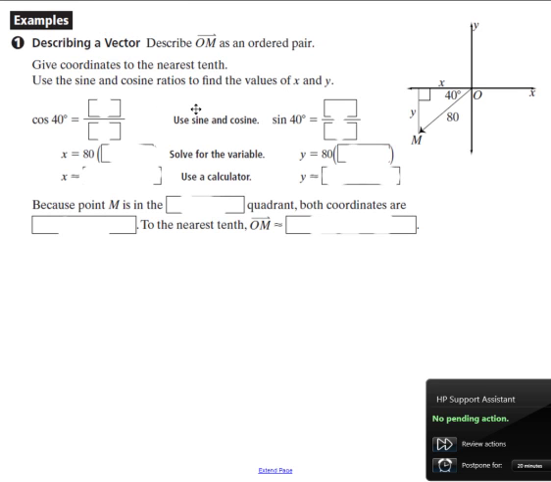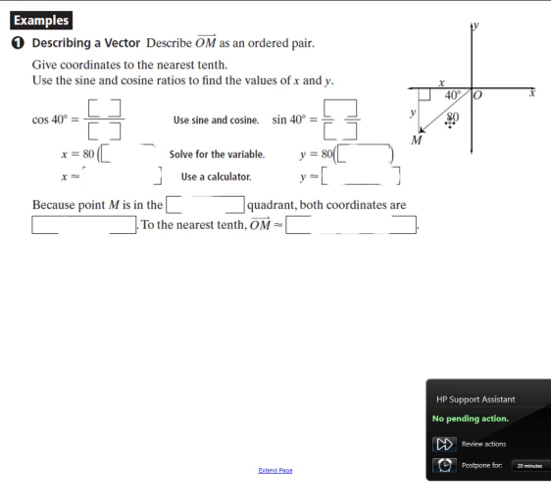All right, moving on to our first example. This one, they're just going to have us describe it. It says describe OM as an ordered pair. So now we're getting a little trickier because we have an angle and a length. So this is another way to describe a vector, by giving its angle and its length, from either an angle of depression or an angle of elevation. But in this case, they want the x and the y. They want the ordered pair. So we need to find those two lengths.